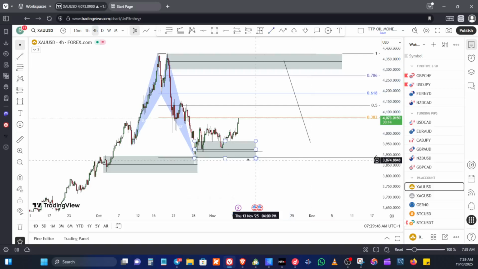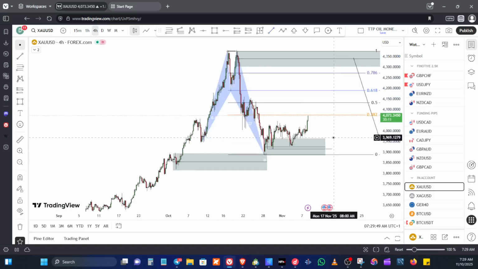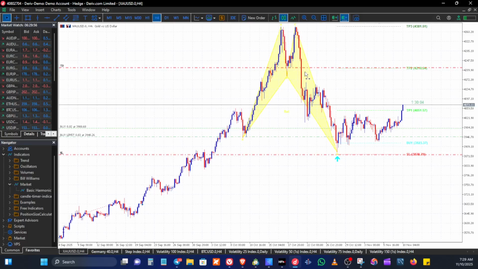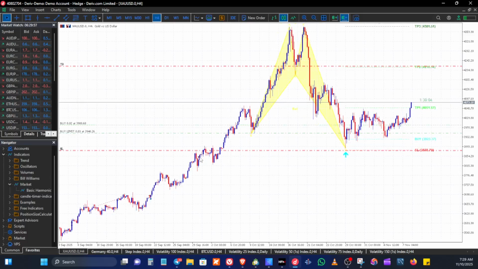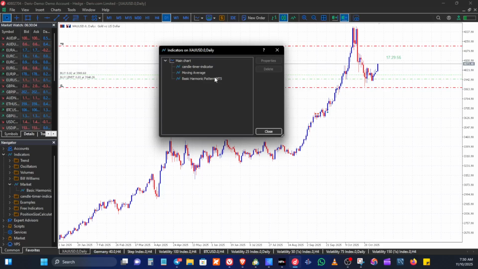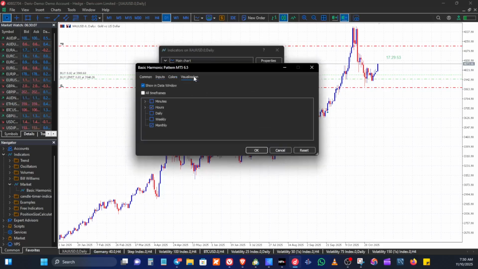So remember the confirmation I told you guys. Whenever the indicator gives you a pattern, what you will do is use the confirmation method I told you guys to be able to confirm the setup before entering the trade.